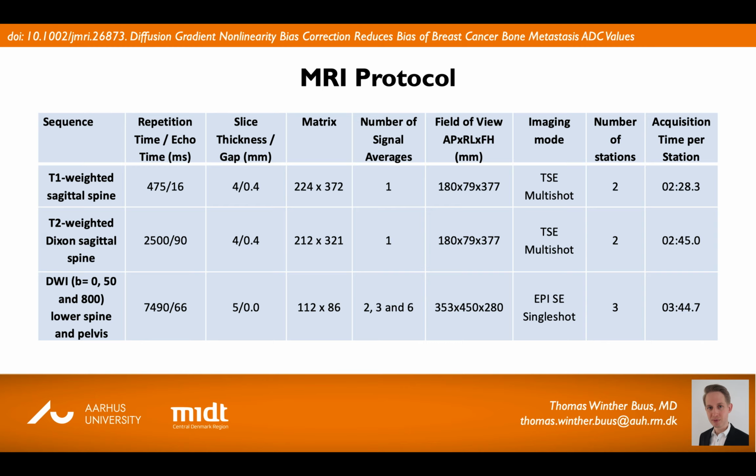And here we have our MRI protocol. We used a DWI with STIR fat saturation using B0, B50, and B800. We had 5 millimeter slices with no gap, and our field of view was 28 centimeters in the SI direction for the patients and 35 centimeters for the diffusion phantom.